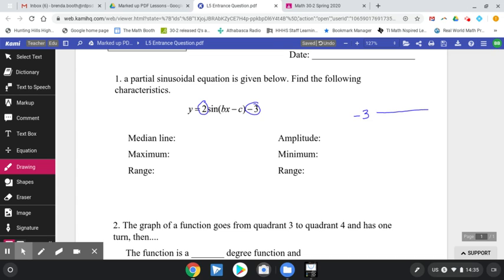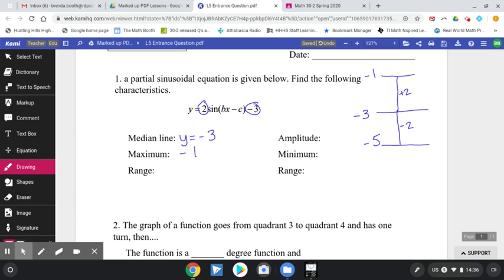And I use my amplitude to find the max. So if I was to go up 2 units, that would take me to the top of the graph or to the maximum point, which would be -1. And if I go down 2 units, that would take me to the minimum point, which would be -5. So my median line written as equation, y equals -3, maximum point, -1.